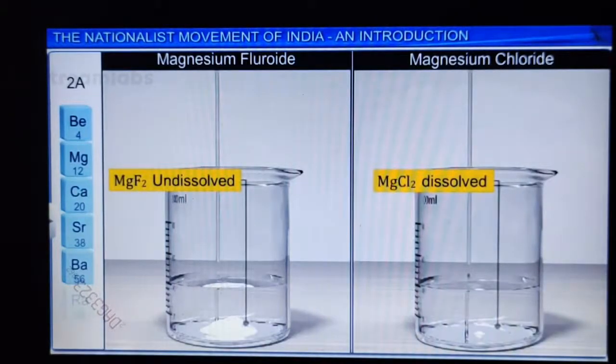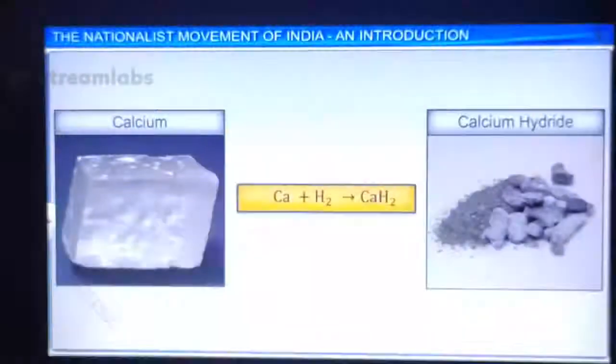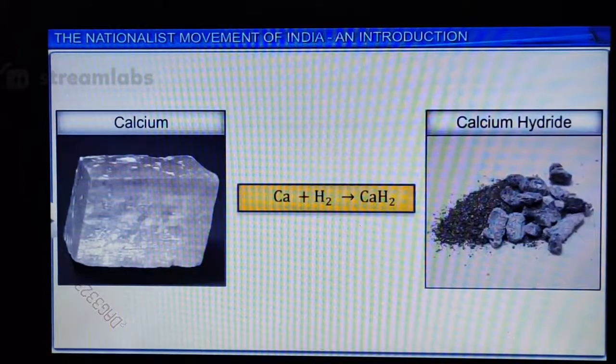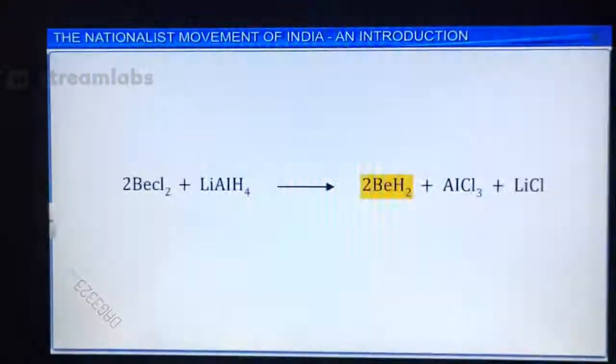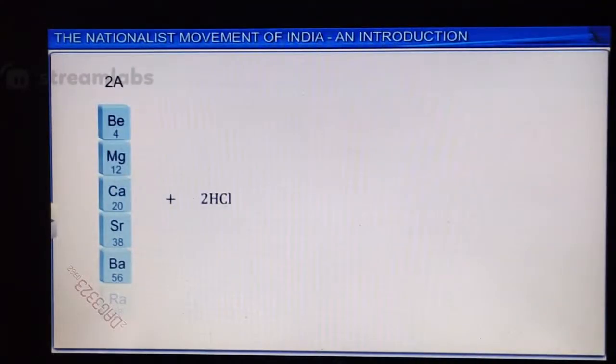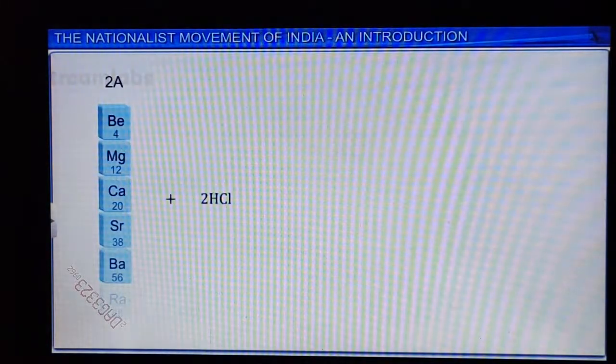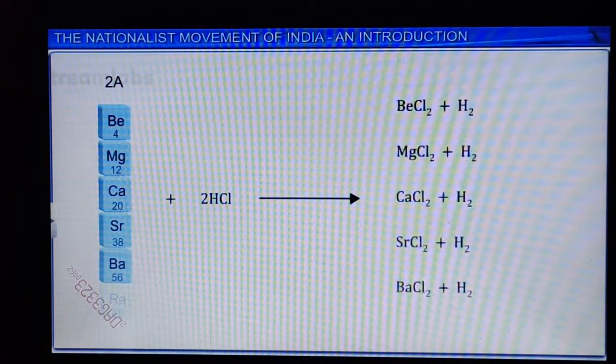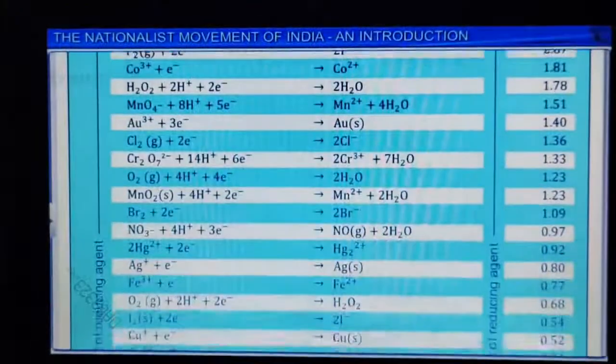The fluoride salts are less soluble as compared to chloride salts because of high lattice enthalpy, or high energy associated with breaking those bonds over there. With hydrogen, they form the corresponding hydrides, calcium hydride, magnesium hydride, and all. Simple hydrides. Look, beryllium hydride is only formed when beryllium chloride and lithium aluminium hydride are reacted. Otherwise, other elements simply react with HCl and they release hydrogen gas as a product.